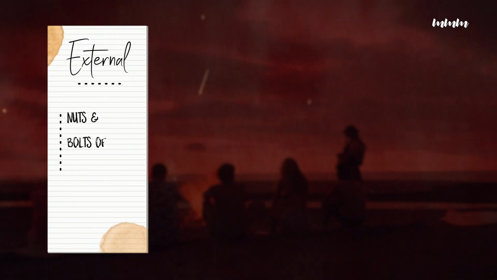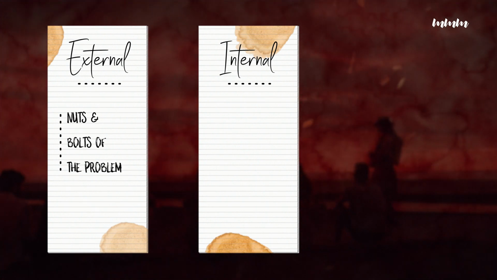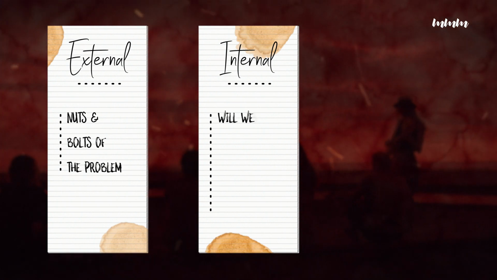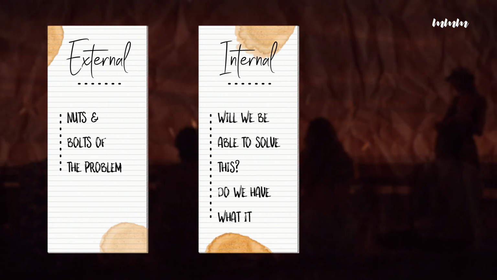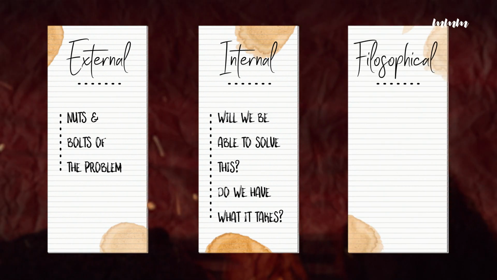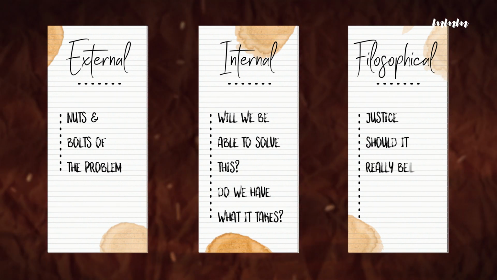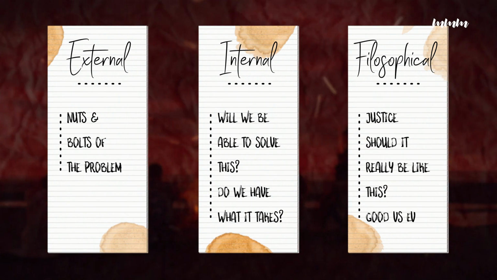Further on, in order for the crook to function, it has to contain an external, an internal, and a philosophical aspect. The external situation is really the nuts and bolts of the problem. The internal aspect of the problem is really, will we be able to solve this? Do we have what it takes? The philosophical part of the problem really concerns itself with things like justice, should it really be like this? Things like good and evil.